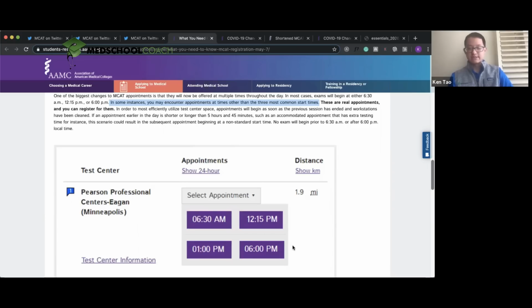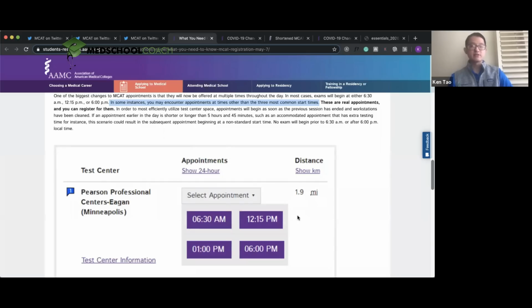But the main thing I would say for the test dates and times tomorrow when registration opens is just be a little flexible. If you want to be on the safer side and avoid any potential issues, I would say the 12:15 time slot would be the most ideal, and anything close to 12:15. That being said, if a 6:30 a.m., 6 p.m., or other time slot is available and that works out better for you, then absolutely go for it. Presumably, if that time is available at that testing center, it should be able to be held.